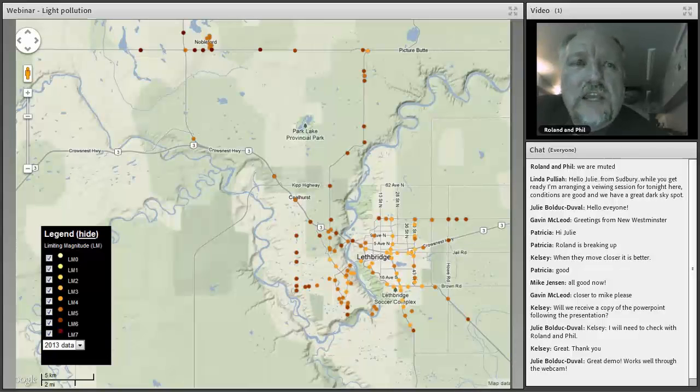But anyway, all of this data is collected at the Globe at Night website. This is a screen grab off of their website from a couple of years ago, where they had posted all the data I collected in Lethbridge.